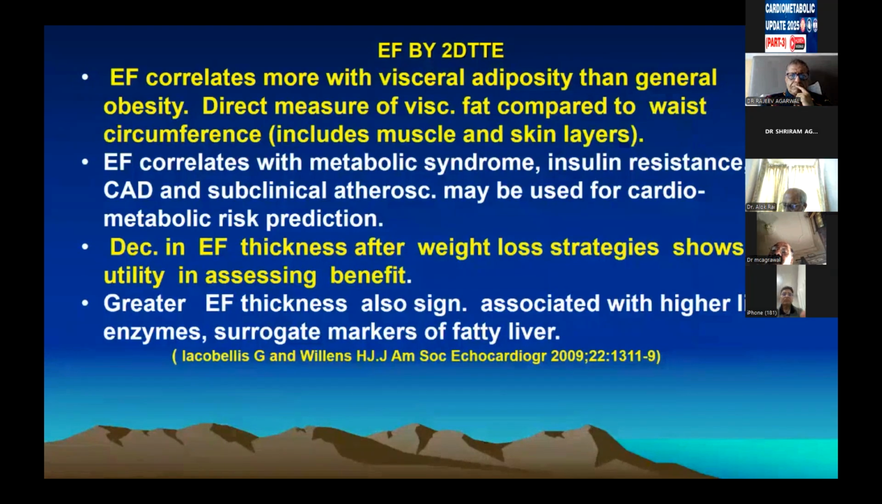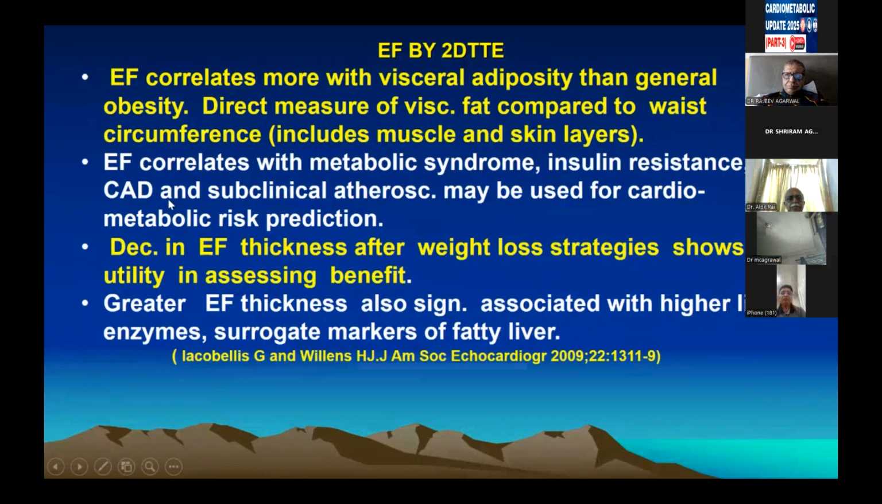Well, one of the important things about epicardial fat by 2D echo is that it correlates much more with visceral adiposity than general obesity. It's a direct measurement of visceral fat compared to the waist circumference, which includes muscle and skin layers. And as you know, visceral fat is a very important atherosclerotic factor.